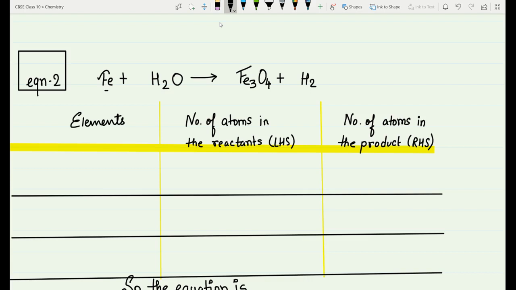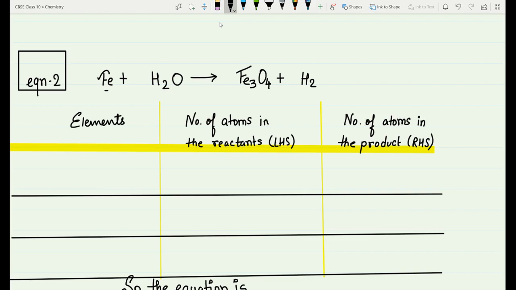In it, we have to make a table with 3 columns. The first one will be the elements present in the reaction, then the number of atoms present in the reactant, that is, on the left hand side, and the number of atoms present in the product, that is, on the right hand side. Once we have made the table, we will write the elements that are present.